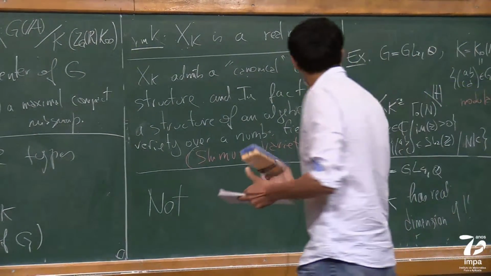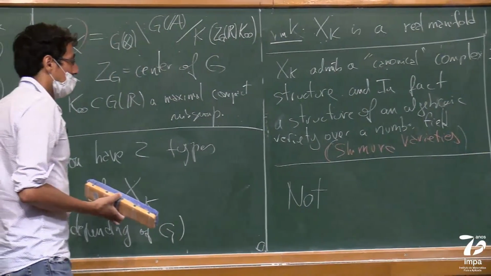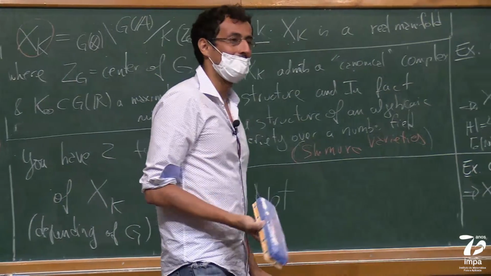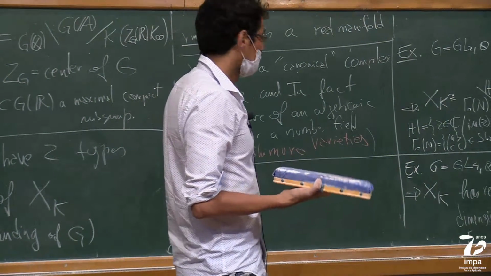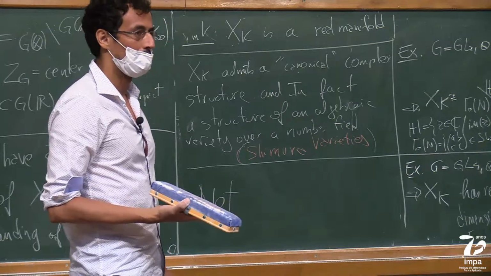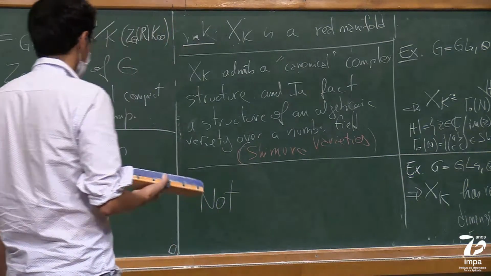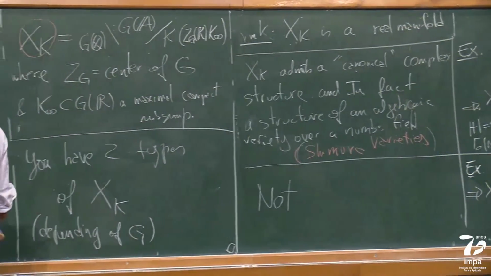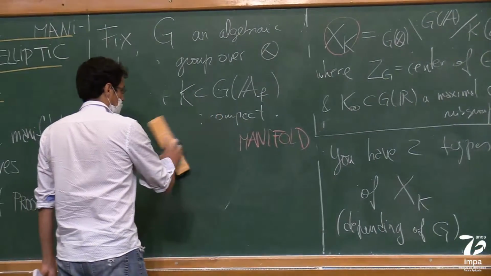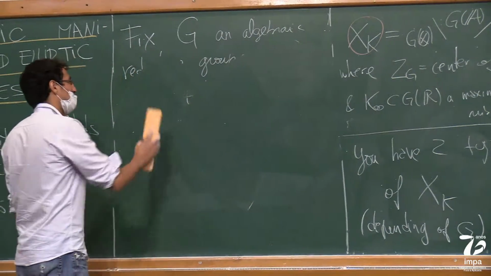Because real dimension 9, could it be a real variety? Yeah, I don't know. Sometimes your number field is a real number field. Yeah, I don't know. It's a question that I also try to understand.